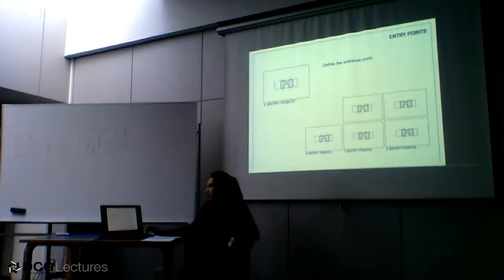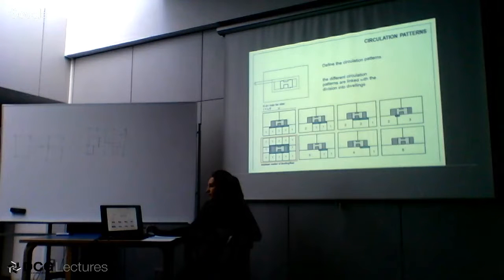So starting from the inside to outside approach, the first thing was defining entry points. And so in this case, according to the dimension of the circulation area, it's possible to have a maximum of 6 entry points.